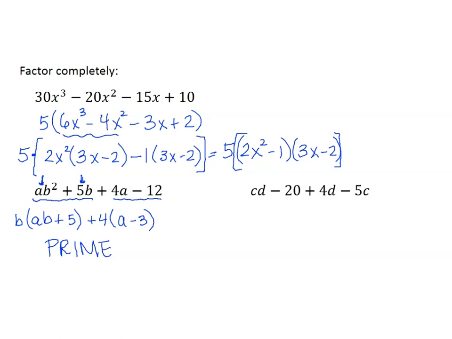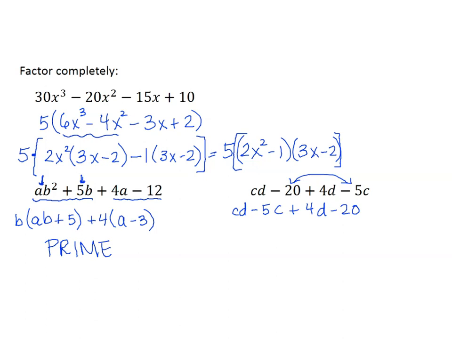All right, so let's look at this last one. If I look at my first 2 terms, it doesn't look like there's anything I can take out. Same thing with my last 2. But there may be a way that I could rewrite this to be able to take out something that's common. So maybe I can try a couple of different ways of rewriting it. Let's see what happens if we switch these 2. So if I do cd minus 5c plus 4d minus 20.